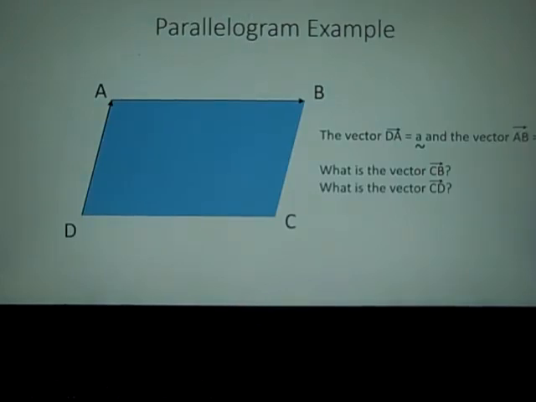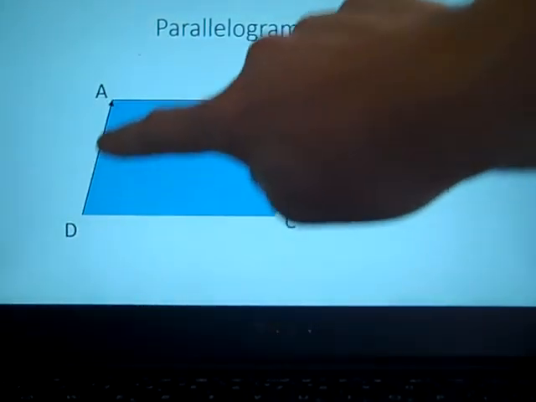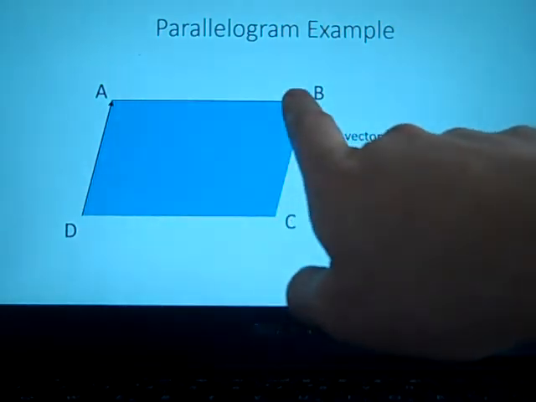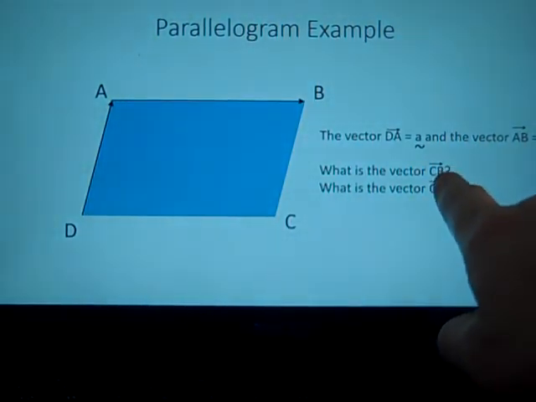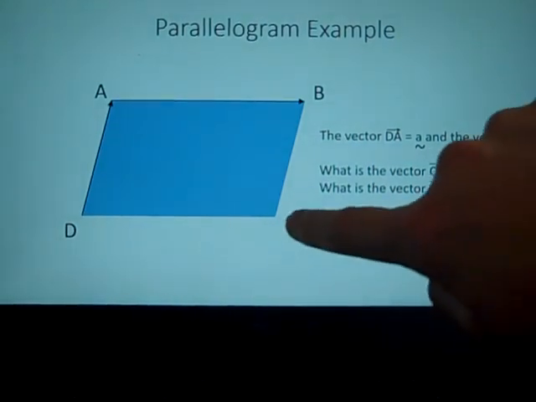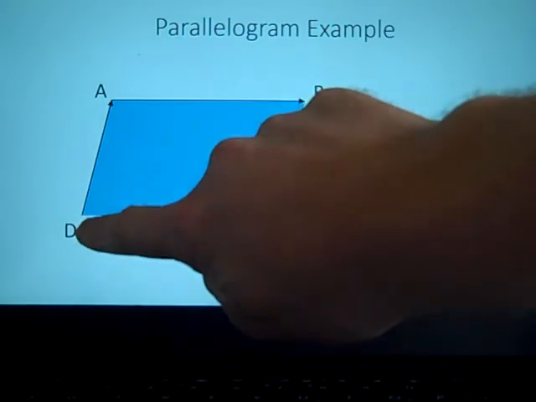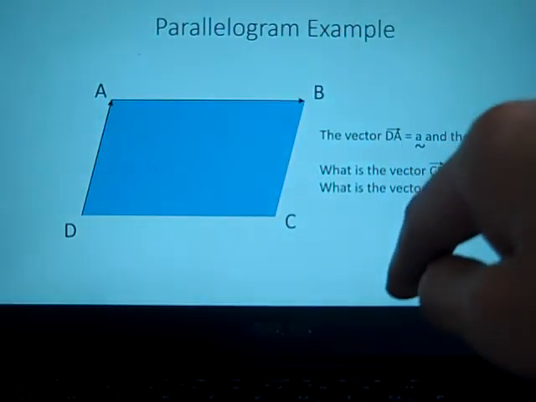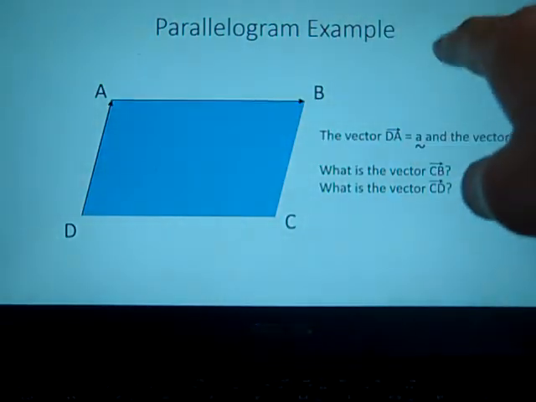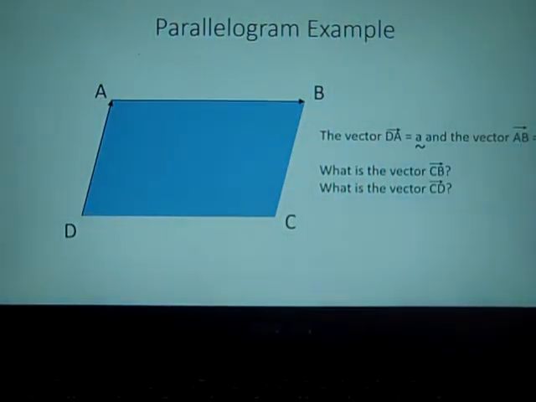Just a little parallelogram example now. If we've got d to a, sorry, is a vector, I'm calling that a, and the vector a to b is b. What is the vector c to b? This vector. And what is the vector c to d? So c to b is parallel to d to a, and it's the same length as d to a. So that vector is exactly the same, that is a.